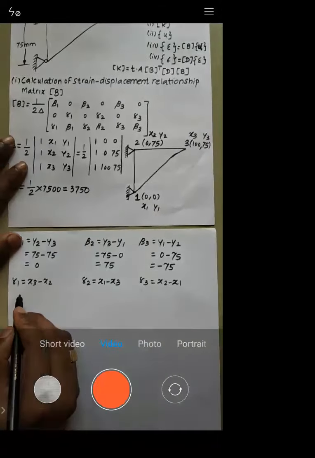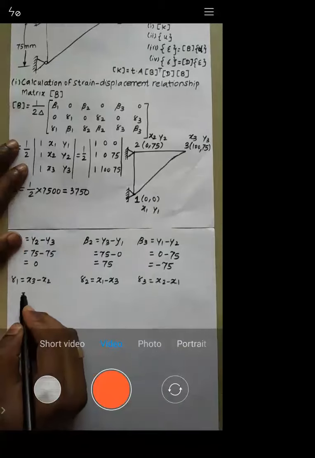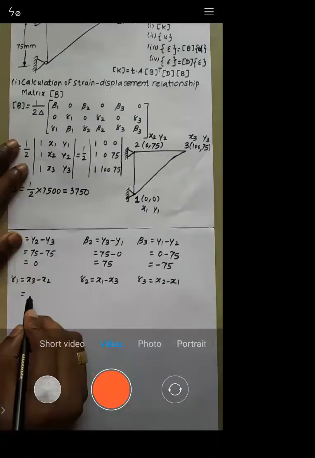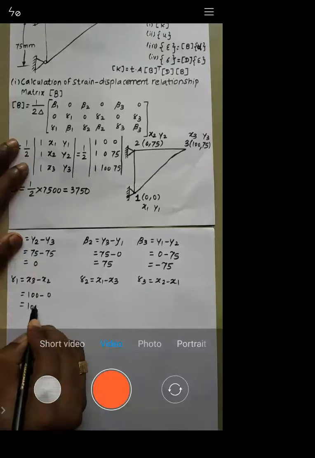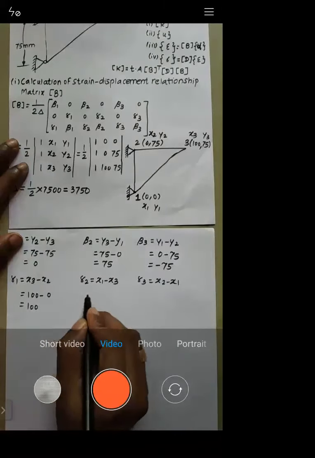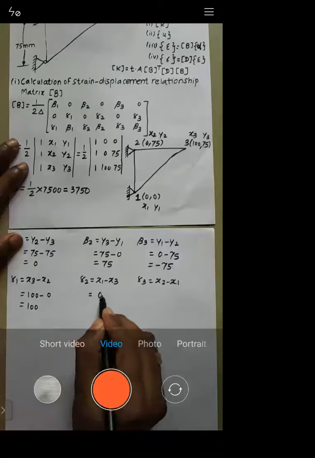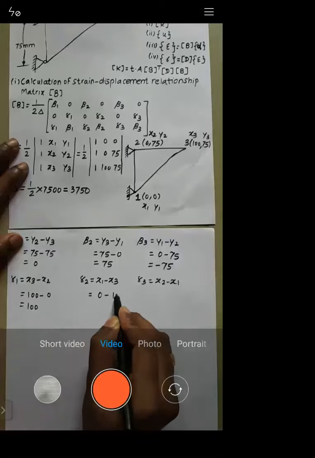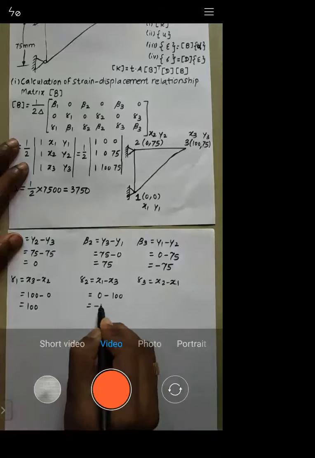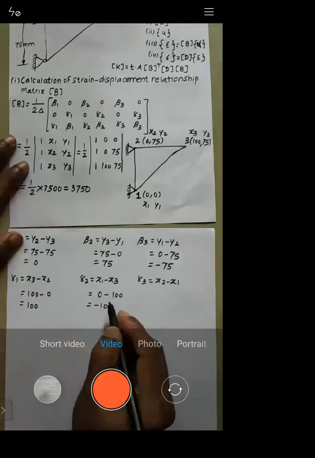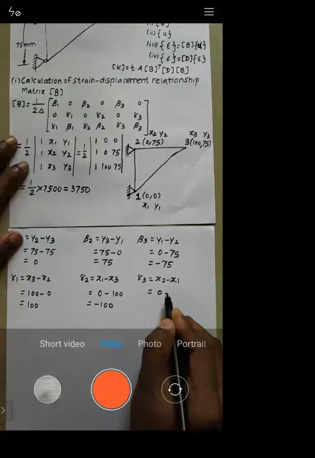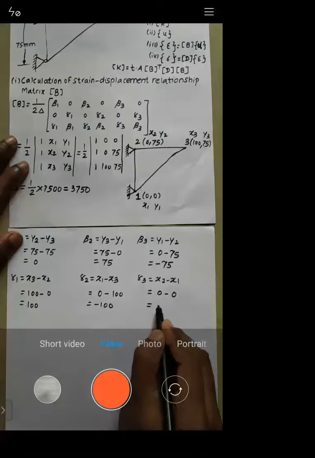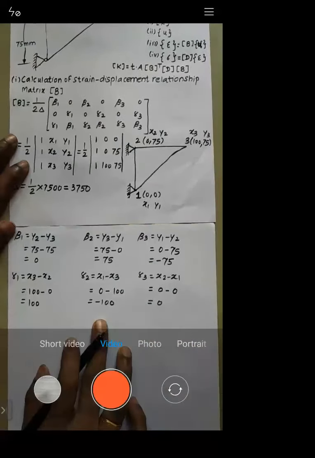Next, x3. X3 is 100, minus x2 is 0, so you'll get 100. Next, x1 is 0 minus x3 is 100, so you'll get minus 100. Then x2 is 0 minus x1 is again 0, so its value is 0. Is it okay with this one?